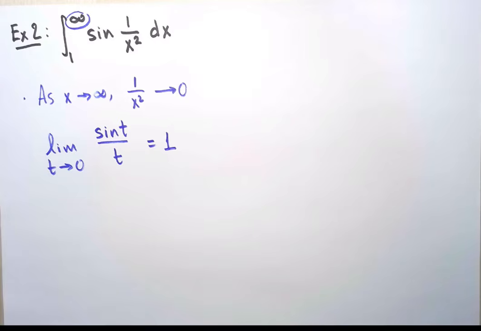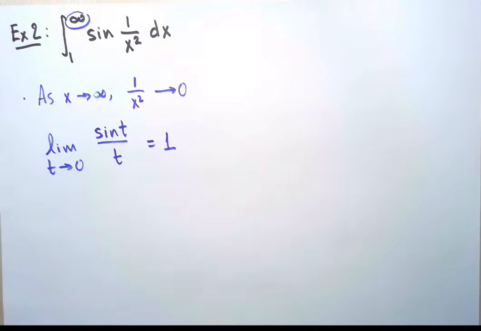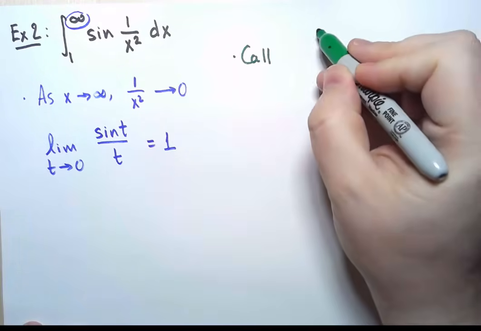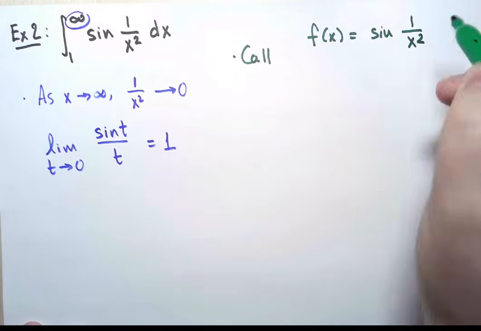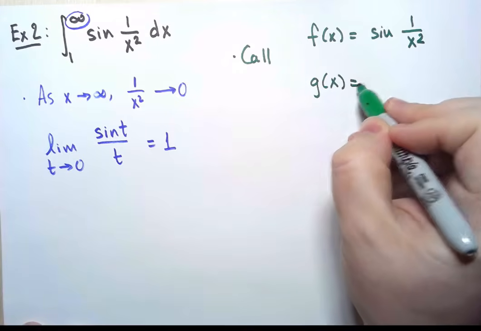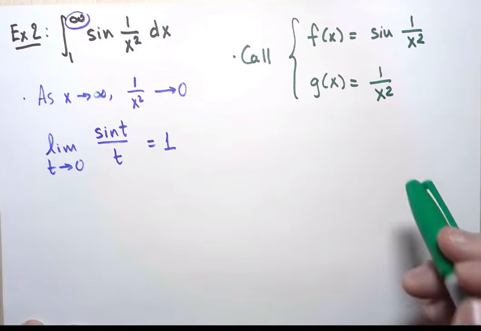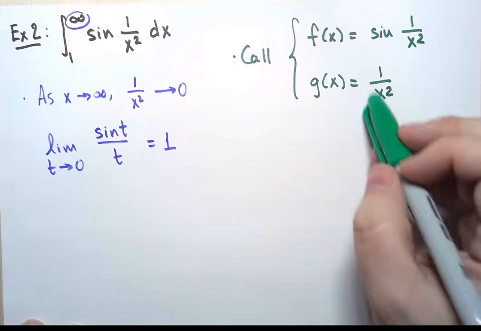So this suggests that since I have sine of a function that is approaching 0, I could compare sine of this function with the function itself. And that's what I'm going to do. So I'm going to give a name to this function. I'm going to call f of x sine of 1 over x squared. And then I'm going to call g of x 1 over x squared. And now I want to compare the integral of g with the integral of f. This one is certainly simpler.